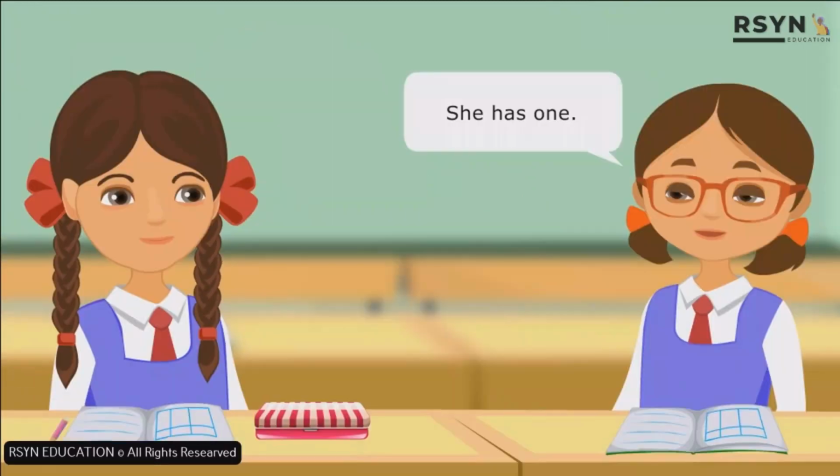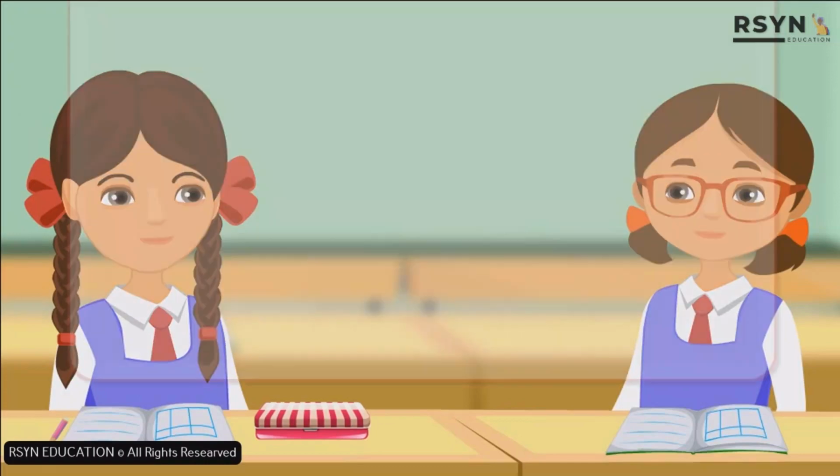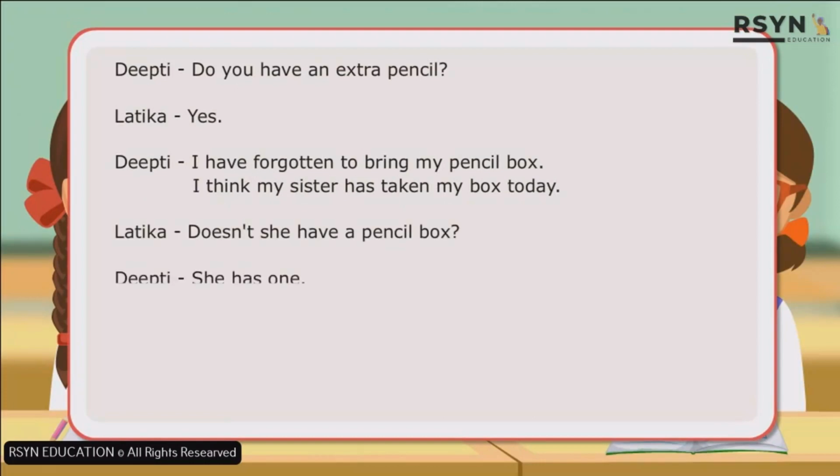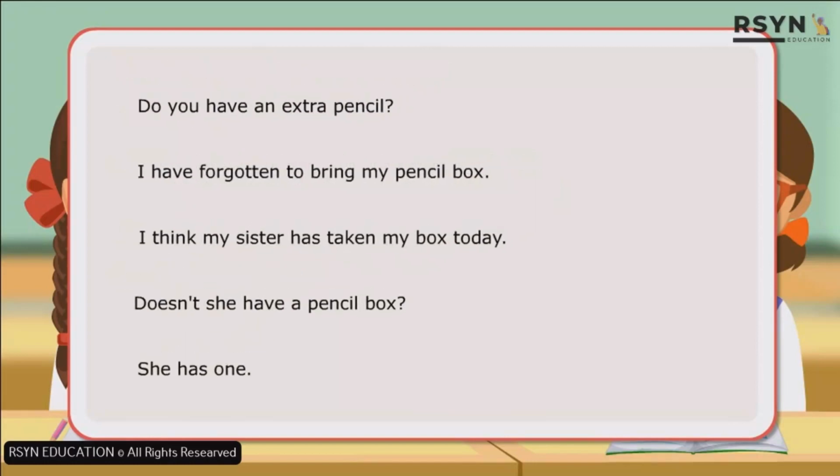She has one. In the dialogues, the girls have used have and has to show possession and to form perfect tenses. Here are examples of sentences with have and has. Do you have an extra pencil? I have forgotten to bring my pencil box. I think my sister has taken my box today. Doesn't she have a pencil box? She has one.